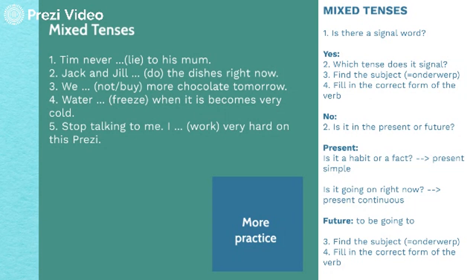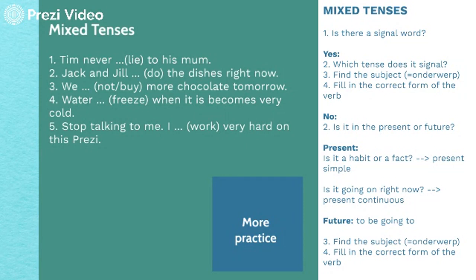Jack and Jill do the dishes right now. Is there a signal word? Yes, there is. Right now. Right now signals the present continuous. The subject of this sentence is Jack and Jill. Jack and Jill is they. So they are doing the dishes right now. Jack and Jill are doing.